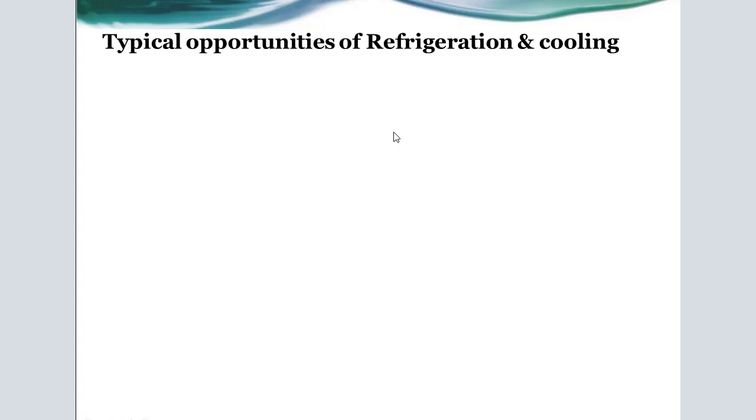Now, what are the typical opportunities for refrigeration and cooling systems in buildings?